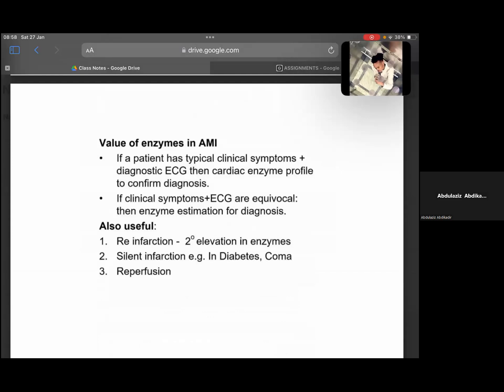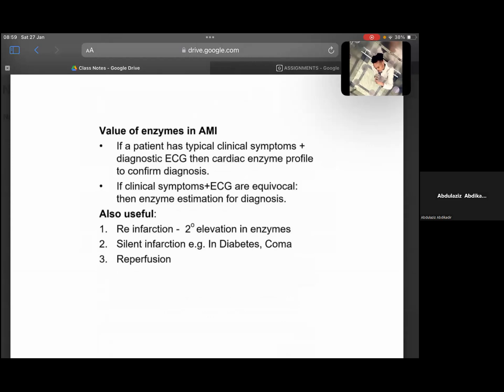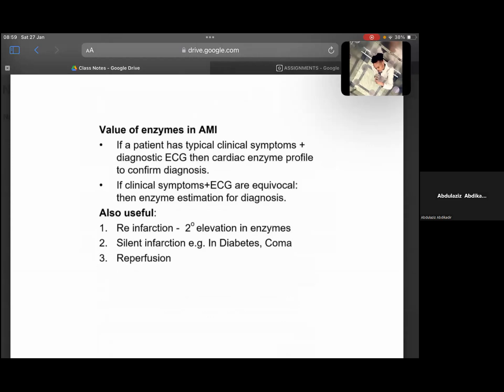There's also this table that comes, asking what made the doctor do this and this test. So if a patient has typical clinical symptoms, chest pain, dyspnea, lower limb swelling from heart failure, and has diagnostic ECG findings. What are the diagnostic ECG findings? The patient has the pathological Q wave, the ST elevation, the non-ST elevation MIs. Then a cardiac enzyme profile is used to confirm. That means the symptoms, then the ECG, then you go to the biomarkers.